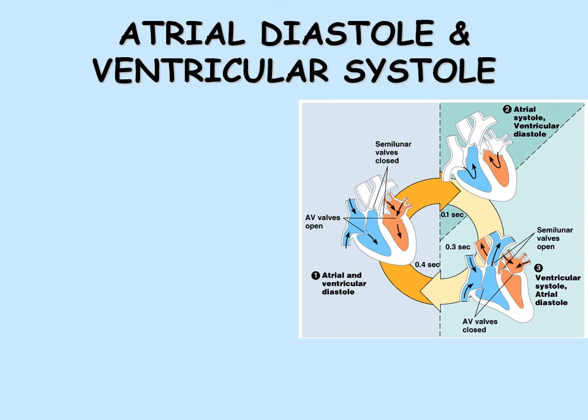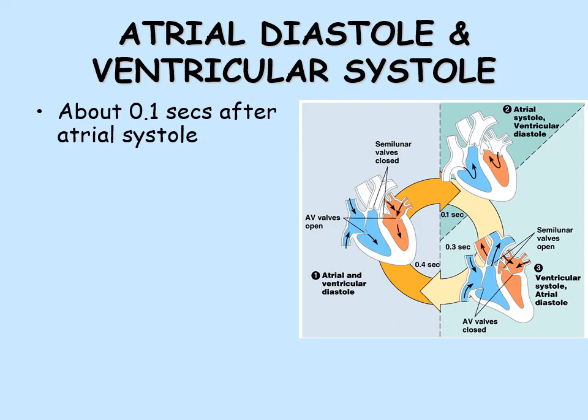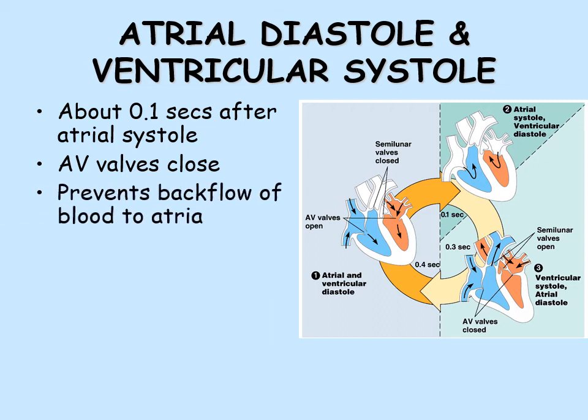The third stage is called atrial diastole and ventricular systole. So after atrial systole and ventricular diastole, this is the stage that follows on. The AV valves now need to close because if the ventricles are carrying out systole, so they're contracting, then that blood in the ventricles is moving out from the aorta and the pulmonary artery, and you don't want that blood to then move back into the atria. So the AV valves need to be closed to prevent the backflow from the ventricles to the atria.